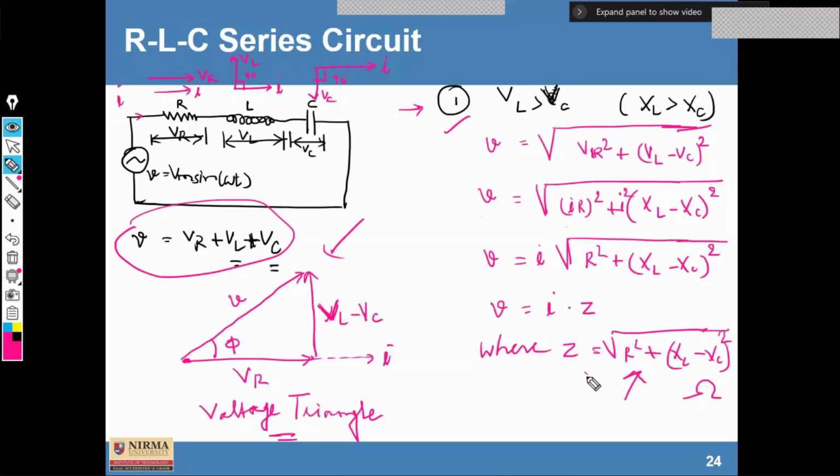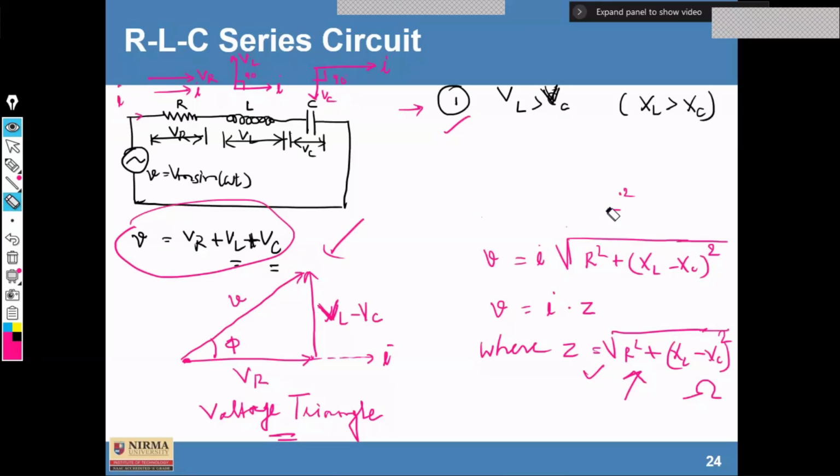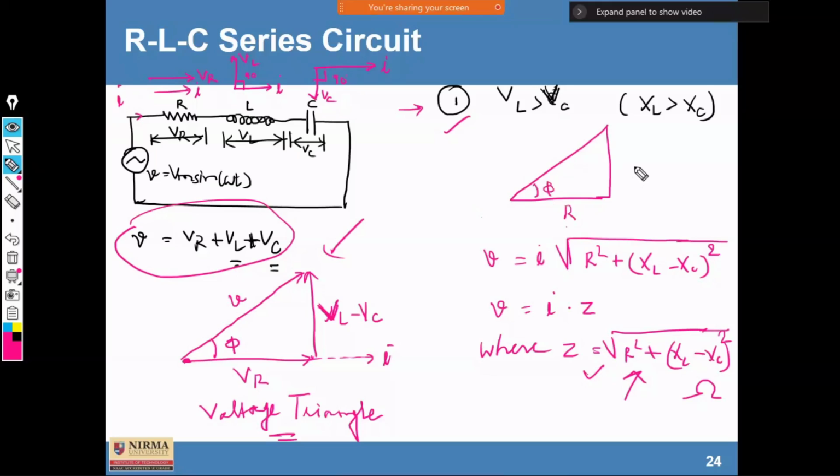So this is your impedance, and from this we can draw the impedance triangle also, and this impedance triangle can be drawn this way. So first of all, here it is R. We can write XL minus XC here, and this would be Z, fine.